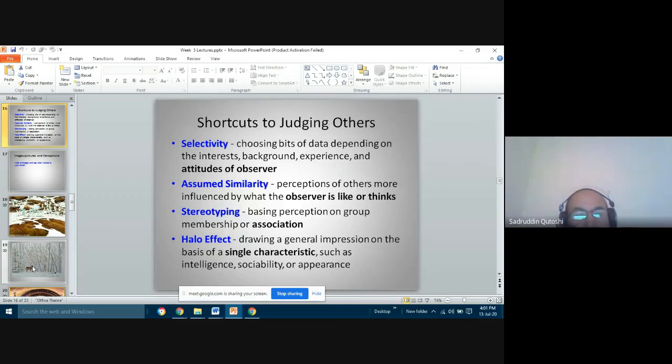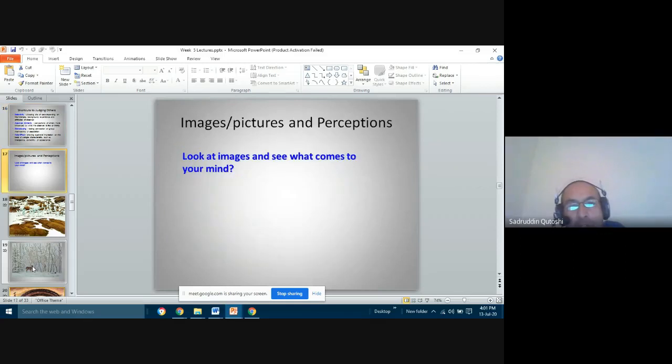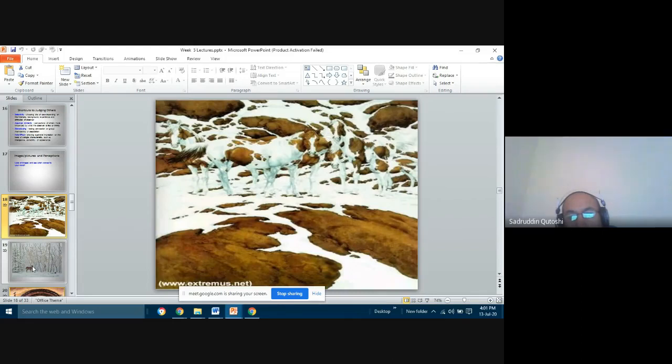So again, these are some of the ways you judge people, how you perceive people, how you understand situations, how you make meaning about objects. Here are a few images, pictures, and perceptions of people. When you look at these images, see what comes to your mind. There is a picture with many horses. Now this depends on the target. This picture is a target, you are the perceiver, the medium in front of you is a color picture, and the situation around you may also affect your perception.